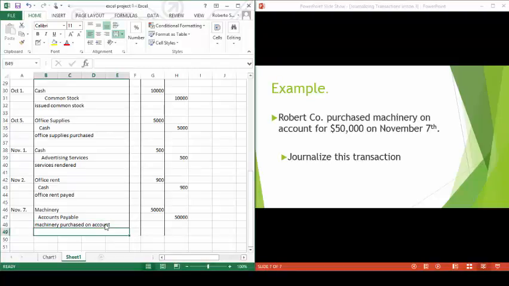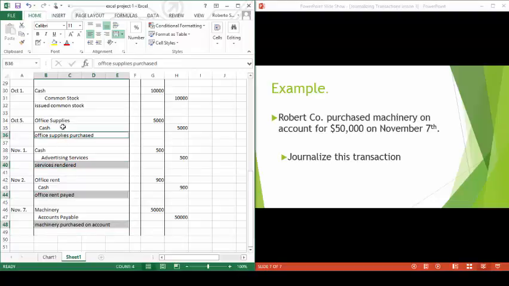To eliminate confusion between an account's name and the description on the journal, one should always identify the description with different color text, or different color cells.